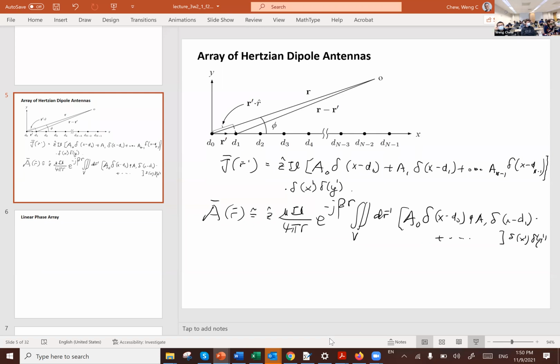Of course, this integral is not complete unless you put in this phase factor. This phase factor is very important. Each of the dipoles would have a different phase, is what the phase factor says. And then if you work out this beta dot r, it's actually beta r hat dotted with r prime, so it should be r prime.